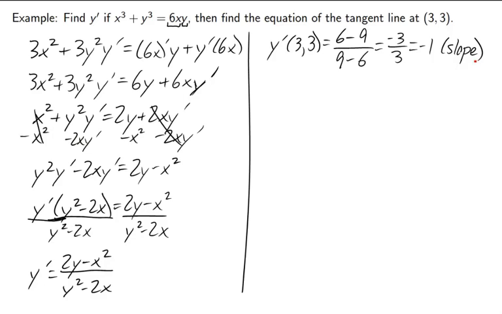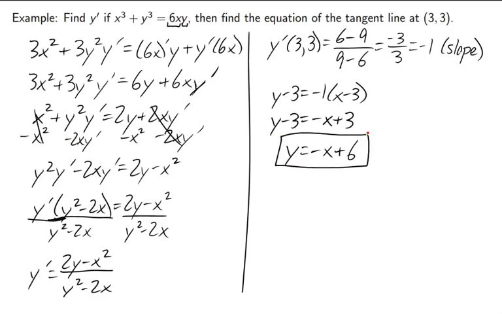Now, the line is going through (3, 3), so y minus 3 is going to equal negative 1 times x minus 3. y minus 3 equals negative x plus 3. y equals negative x plus 6. That's the tangent line. This was the derivative for this function.